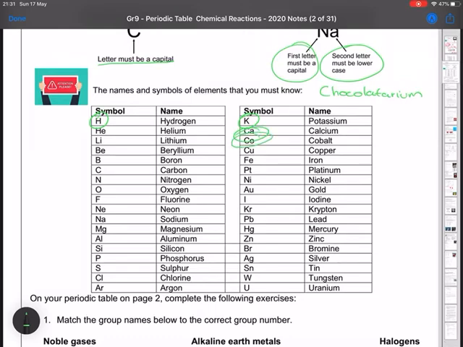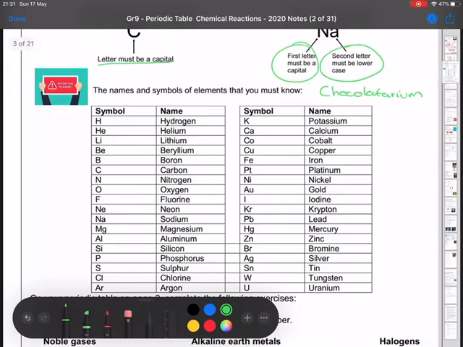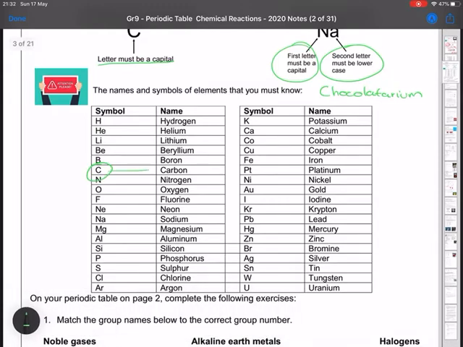You can't use Ca, you can't use Co, because those are symbols that are already on the periodic table. You can't just use C either, because that's already the symbol for carbon. Ca is the symbol for calcium, Co is the symbol for cobalt. So you need to have a look on the periodic table and make sure that what you choose is not already a symbol that's on the periodic table. You need to come up with something new. And like I said, notice how the first letter of all of these is a capital.